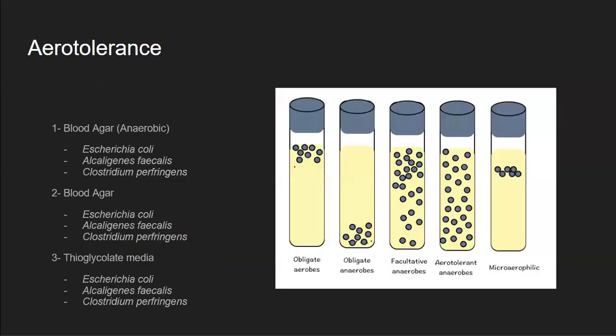For aerotolerance, we used two blood agars and one thioglycolate media. One of the blood agars was anaerobic, and the three cultures that we used for all three aerotolerance tests were Escherichia coli, Alcaligenes faecalis, and Clostridium perfringens.